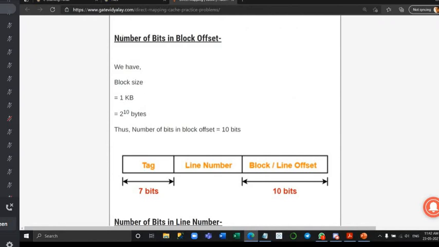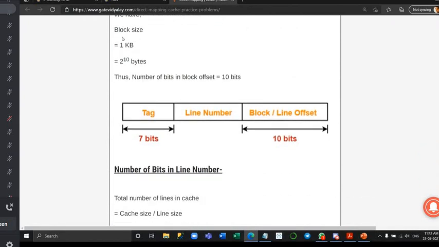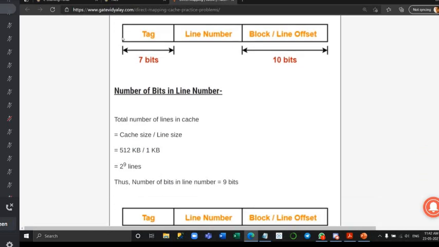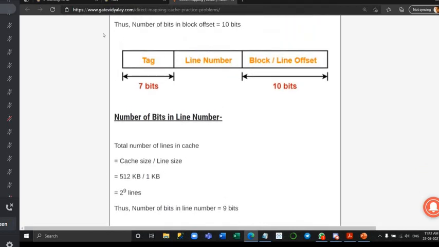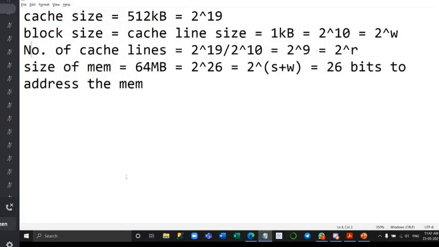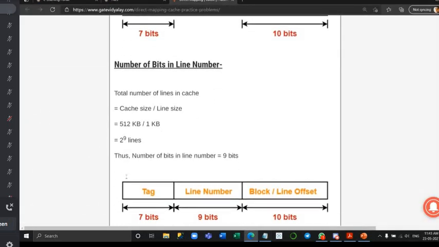Next, we need to find the line number, that is, we need to find R. How will they find R? They will find out the total number of lines in the cache. We have the total cache size, 2 to the power 19, divided by the size of each cache line, 2 to the power 10, which gives 2 to the power 9. That gives us R, which is 9. So it's the same thing they have found out here.